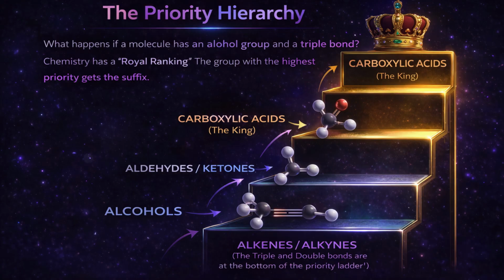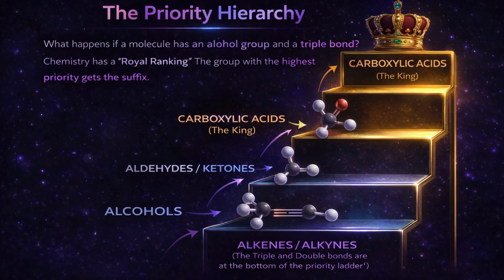The ground floor. At the very bottom of the priority ladder, we have our alkenes and alkynes. Even though triple bonds are powerful, they are easily outranked by oxygen-containing groups. The middle tiers. As we move up, we find alcohols followed by aldehydes and ketones. If an alcohol and an alkyne are in the same chain, the alcohol is the boss.